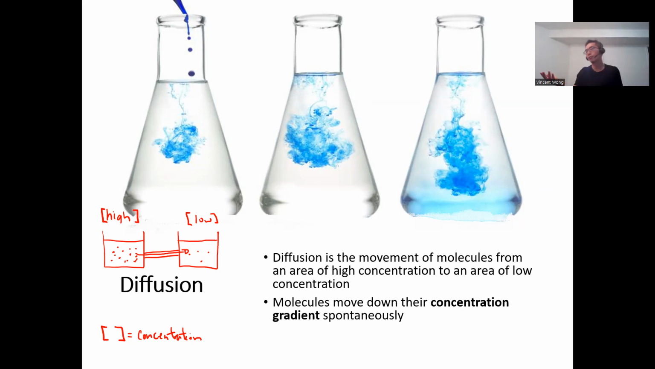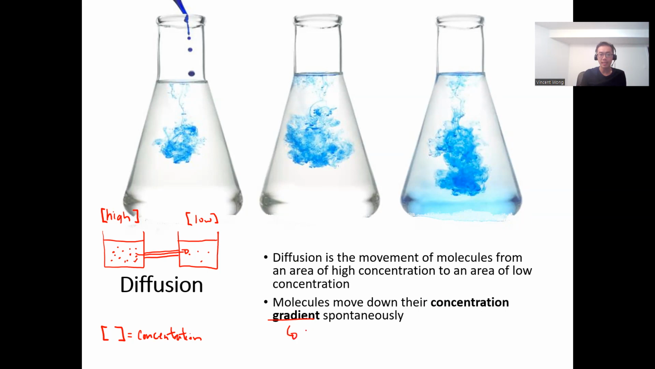You can also imagine taking air freshener, the Febreze or something. You spray it in one corner of the house. Soon you'll be able to smell it in the other end, right? Diffusion, from high concentration to low concentration. And the molecules will move down their concentration gradient.